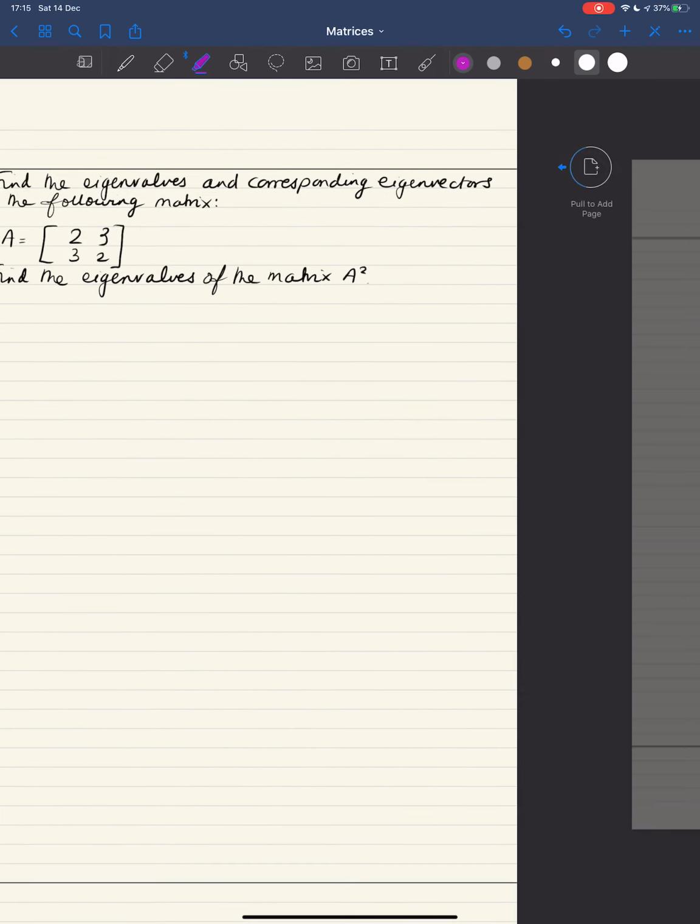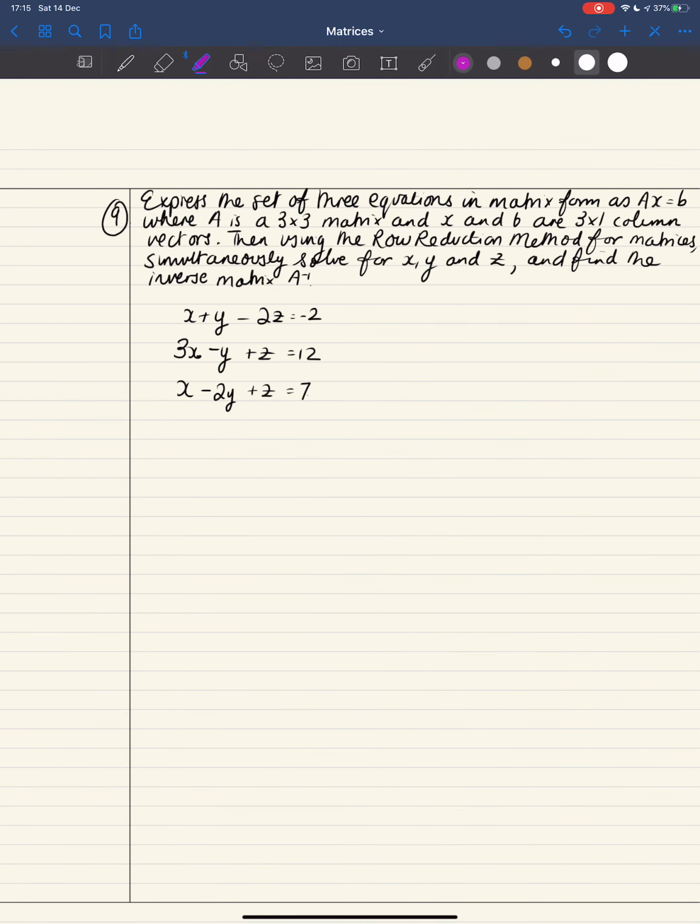Right, number 9. Got 2 questions left. Number 9. Express the set of 3 equations in matrix form as AX equals B. A is a 3 by 3 matrix, X and B are 3 by 1. Then use row reduction simultaneously. Solve for X, Y and Z and find the inverse matrix A minus 1. This could be quite a long method actually. Just trying to think. I'll do the long method.